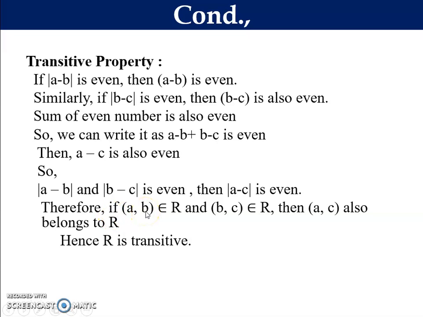Therefore, in relation, I can write (a, b) belongs to R and (b, c) belongs to R. From these two, I am able to write (a, c) belongs to R. So this is the concept of transitive. Since it is satisfying all three conditions, the first one reflexive, second one symmetric, third one transitive, therefore the given relation R, |a − b| is even, is an equivalence relation.